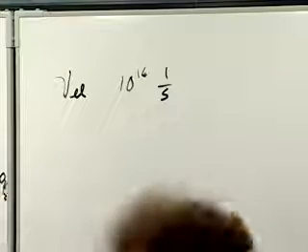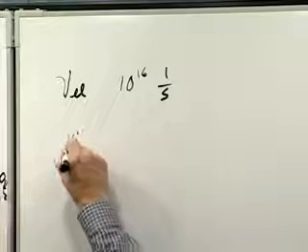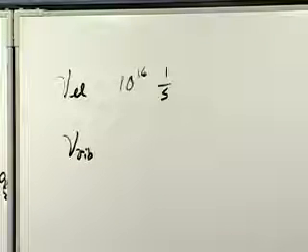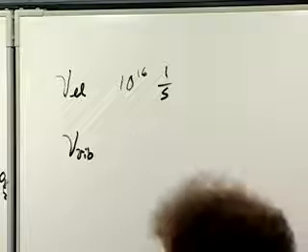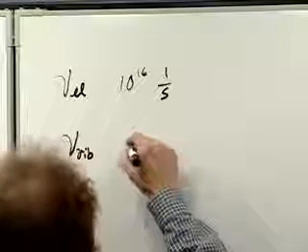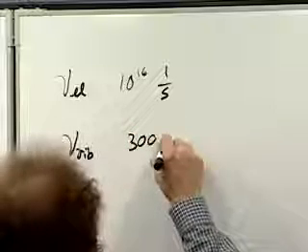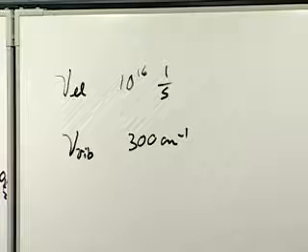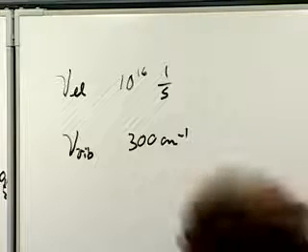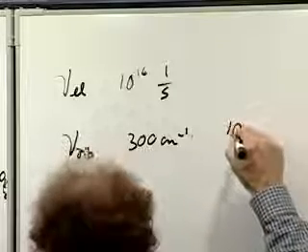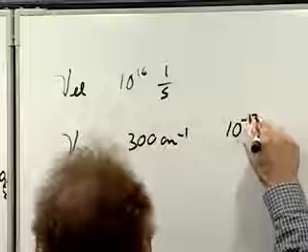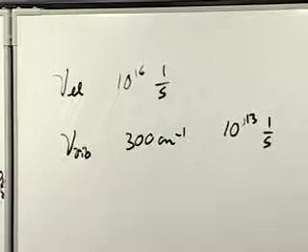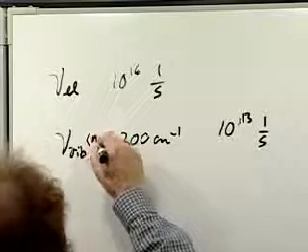That's for the electron. The frequency of vibration of metal ligand bonds is something of the order of, say, 300 centimeters to minus 1. That's for a metal ligand bond, that's for the iron oxygen. And that gives us a time scale of about 10 to the 13th per second. And this is for a metal ligand bond.